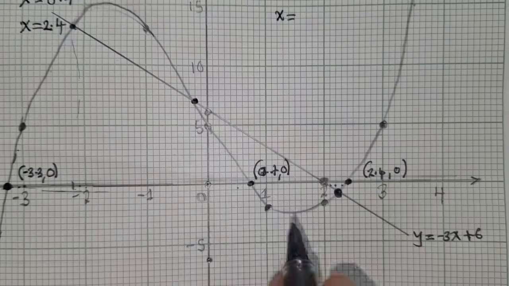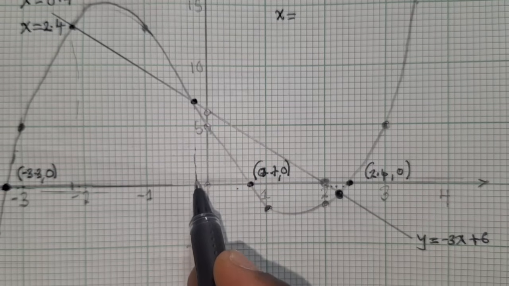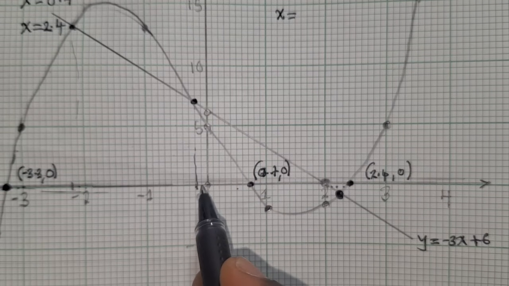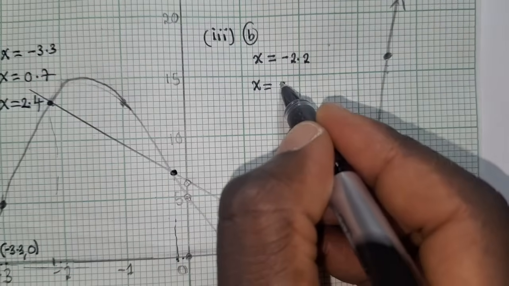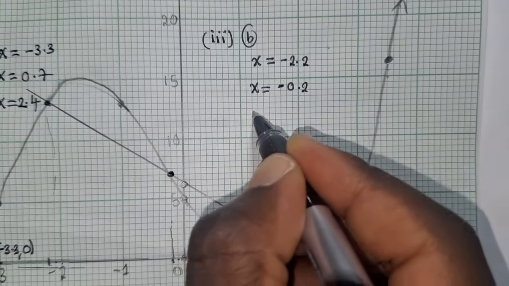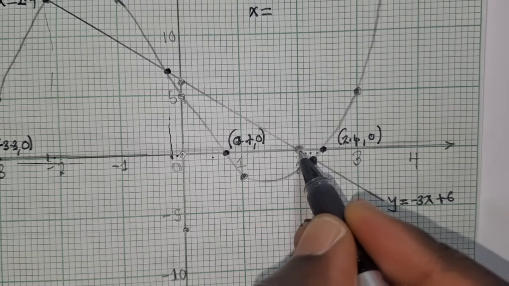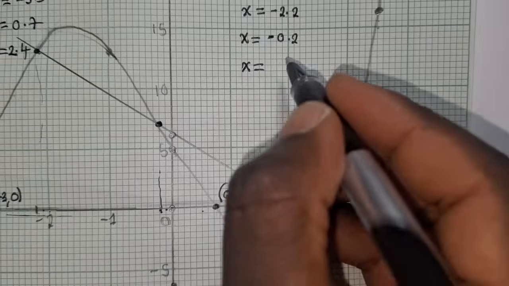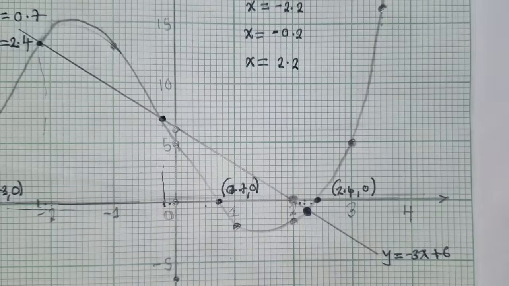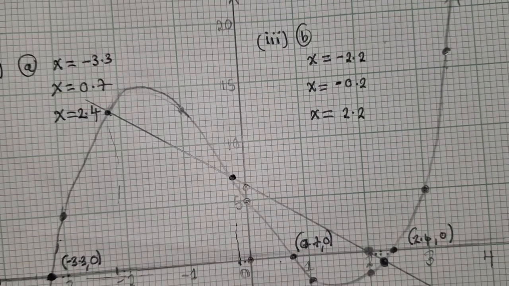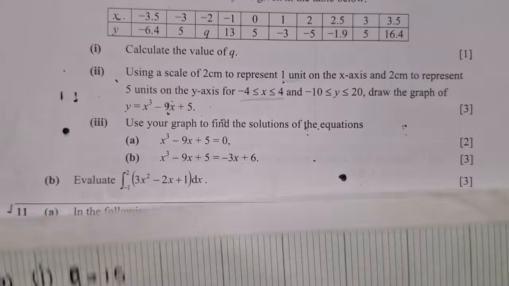The other one, where it's meeting the graph here. If you follow here, this is negative 0.2. The other one, it's meeting the graph here. So this is 2.2. So those are the solutions. I'm done with question 3b.